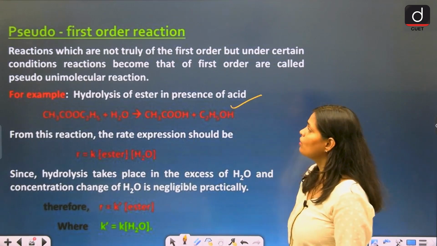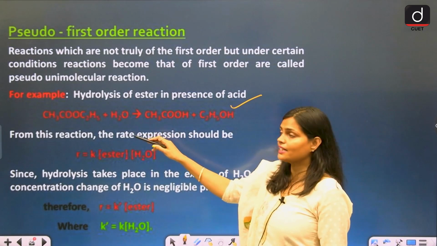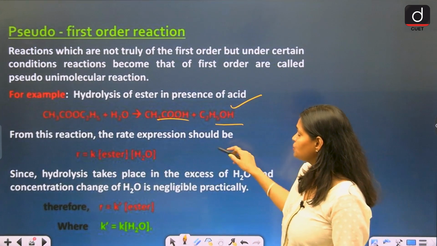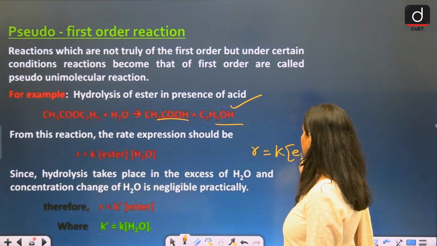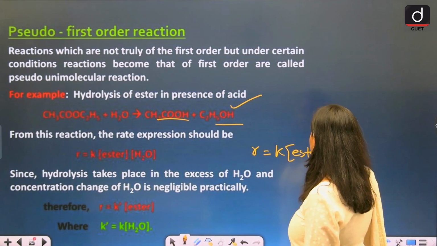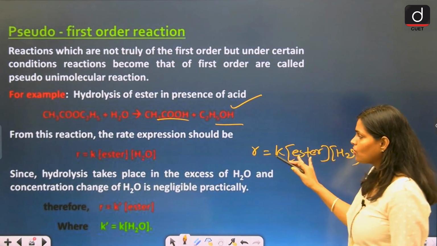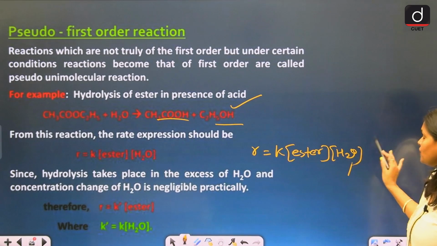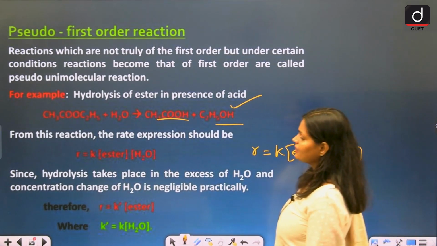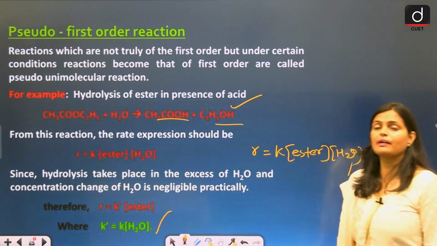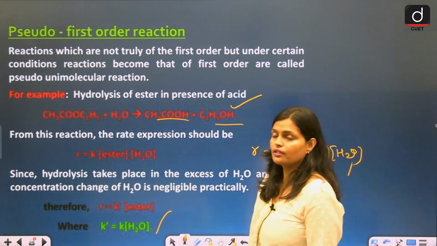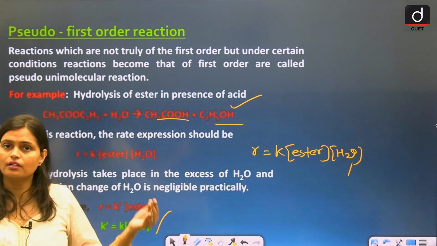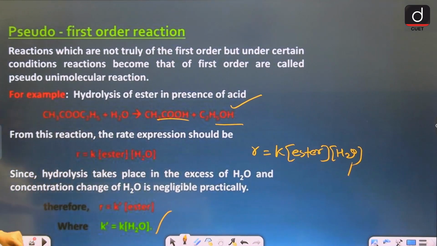For example, hydrolysis of ester. Whenever the ester is mixed in water, what you will get? Acid and alcohol. So the rate expression should be R is equal to K [ester][water]. This is the rate expression or the rate law. Since the hydrolysis takes place in excess of water, the change in concentration of H2O is negligible. So therefore R is equal to K' [ester], where K' becomes K[H2O]. So initially it is not first order, but on applying more and more water, the ester started breaking down and you will get a first order reaction. This is what we call a pseudo order reaction.